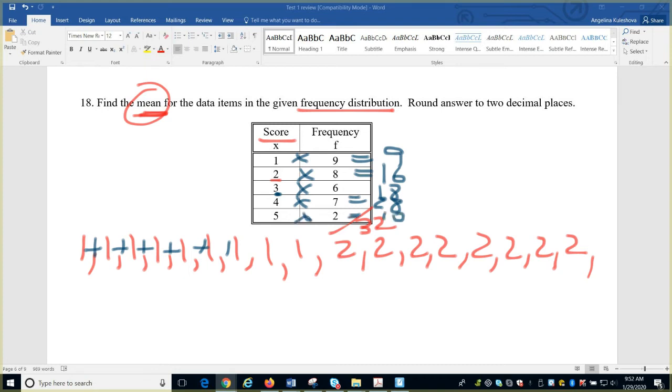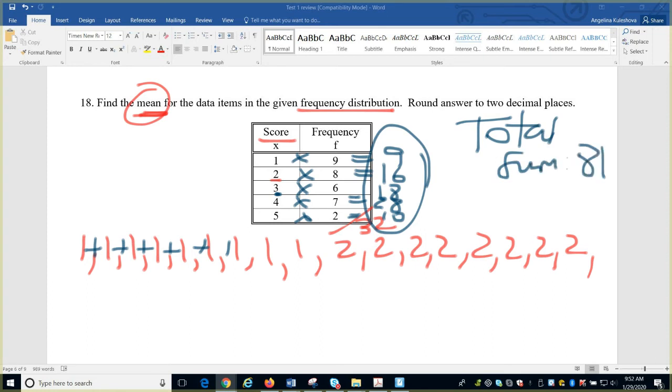Okay, and then once I get these partial sums, I'll add them up together. I'll get my total sum. So the total sum is 81. Okay, so that's the sum of all the scores, taking into account the fact that multiple people have the same score. Okay, so sum is 81. I already know that there were 32 scores because that's the total frequency that we found.